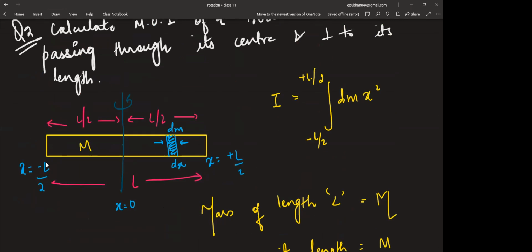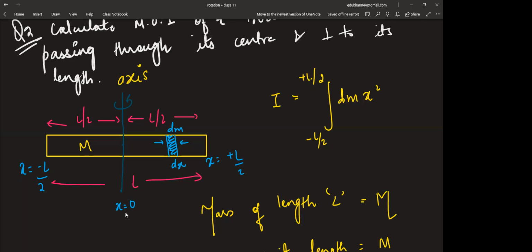And we are extending it from minus L by 2 to plus L by 2. Why have we done this minus plus thing? Because this is our axis. Axis acts as the origin, so x equal to 0 here. If it was at one edge, then this would have been straight away L.